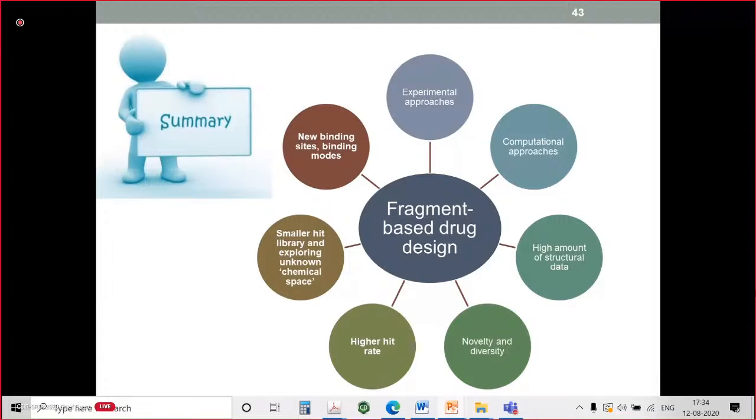So that gives you the exact potential of how useful fragment-based drug design is, particularly in the current scenario where we are searching for a drug molecule for the treatment of COVID-19. So fragment-based drug design can also help in that particular area, where we can accelerate the drug discovery process by getting the drug approved in a lesser time period.